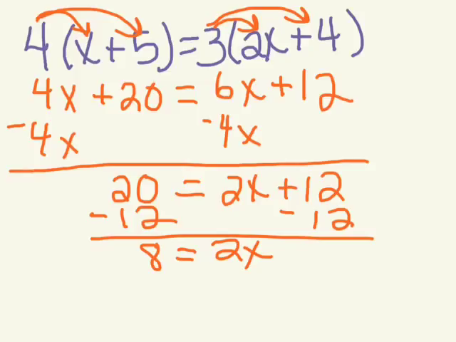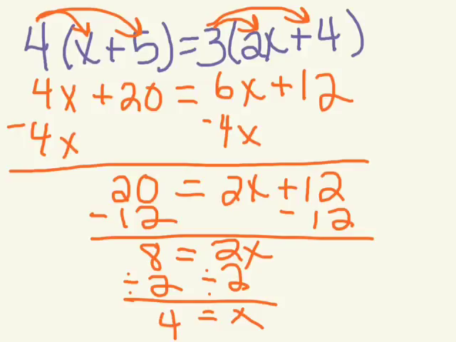Now I'm almost there. I need to isolate x by dividing both sides by 2. Because right now I have times 2x, and I undo times 2 by dividing by 2. That's the inverse operation. So the inverse of multiplying by 2 is dividing by 2. So I'm going to divide both sides by 2. And I can see in this case that x is 4.